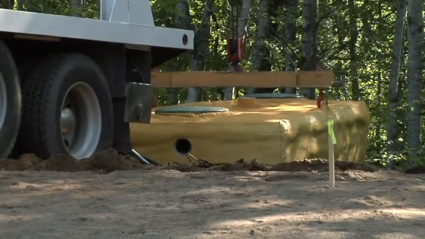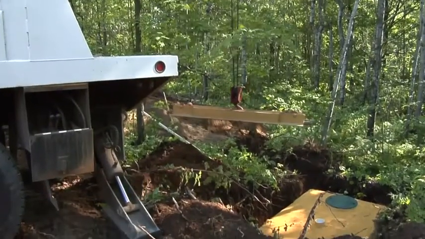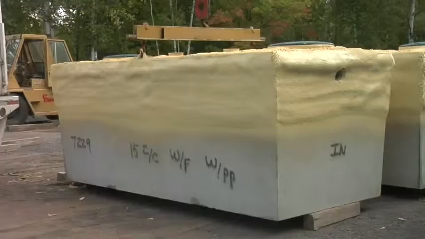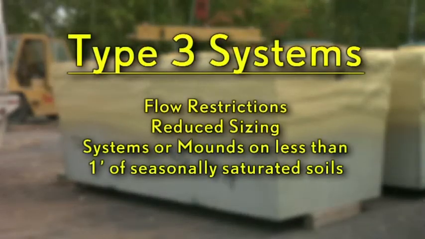Type 2 systems are any systems installed on permeable soils or in floodplain areas, privies, and holding tanks. Type 3 systems are systems with flow restrictions or reduced sizing, and systems or mounds installed on less than 1 foot of seasonally saturated soils.